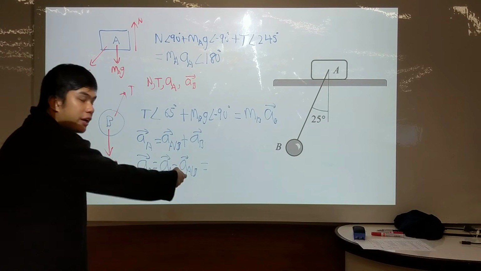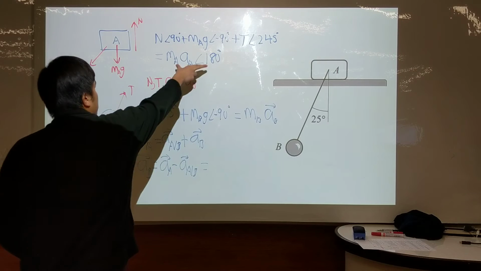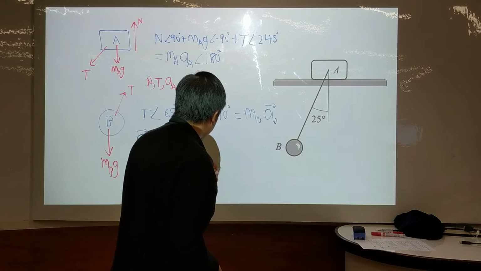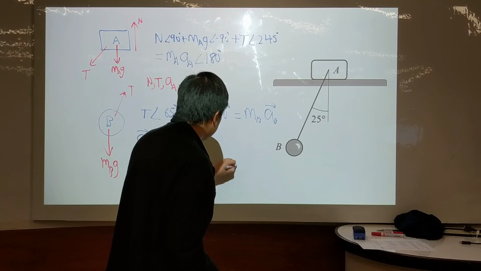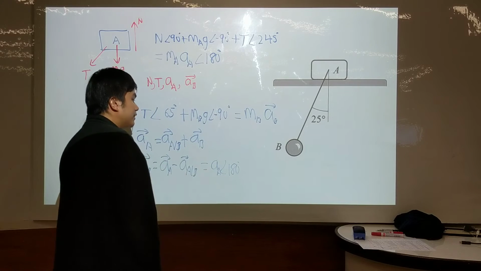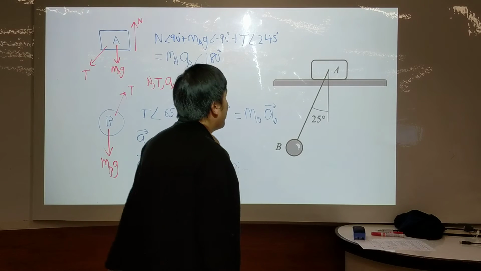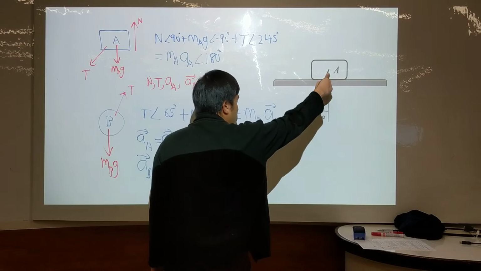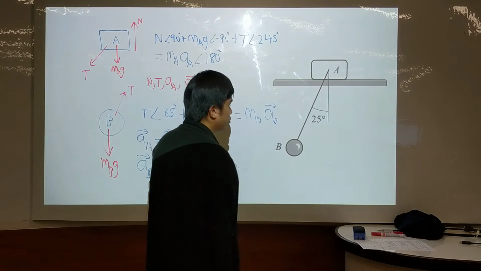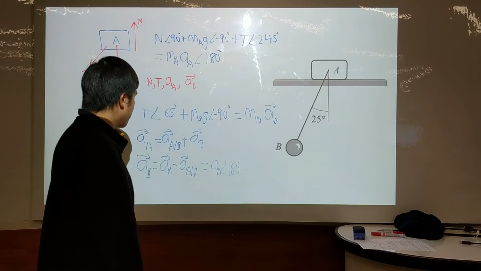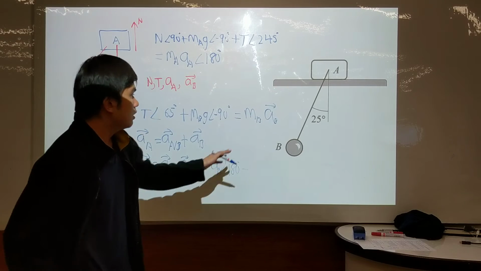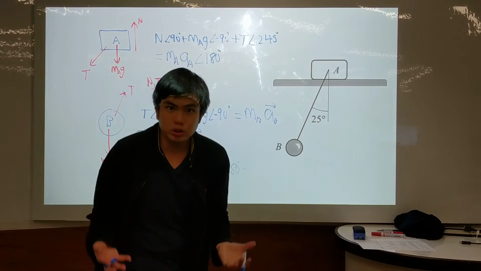Now here's the interesting part. What is acceleration of A? Acceleration of A is just this term, right? It's just acceleration of A, direction 180 degrees. Now what is acceleration of A from B's perspective? Now this is tricky because we don't really know. However, from B's perspective, A is in circular motion.